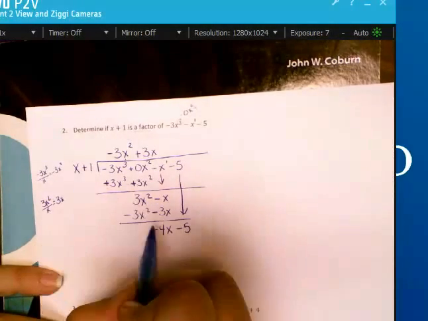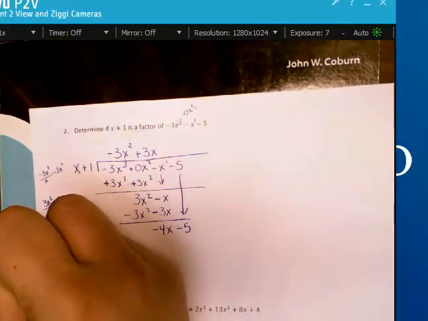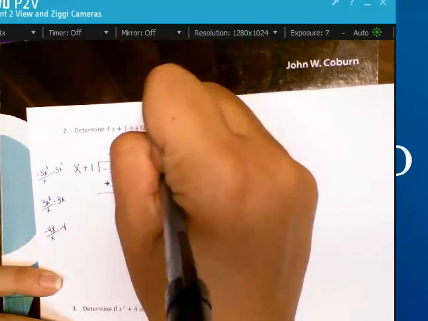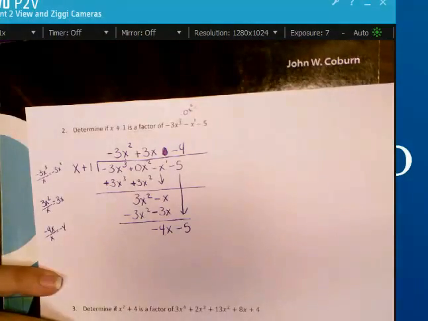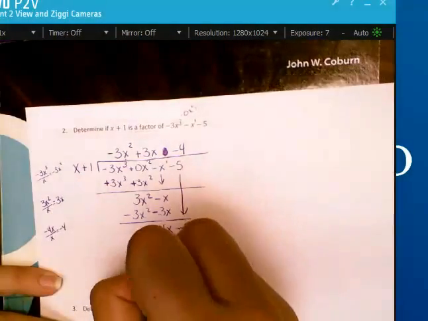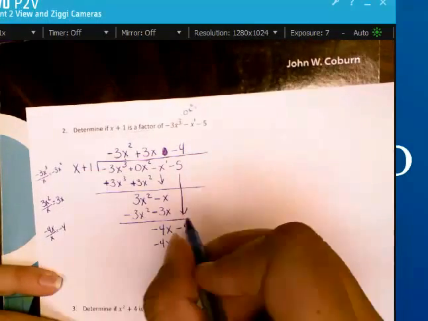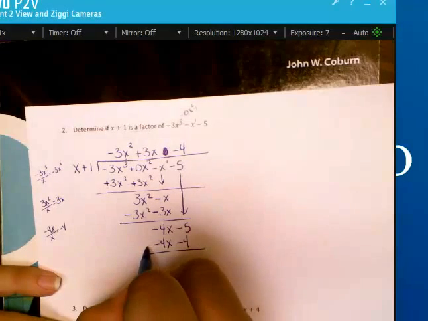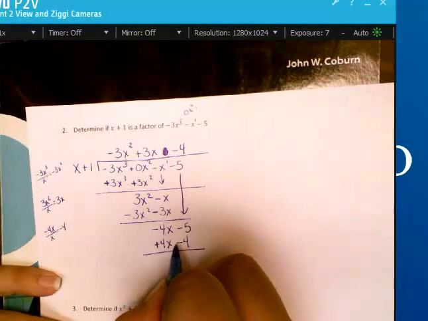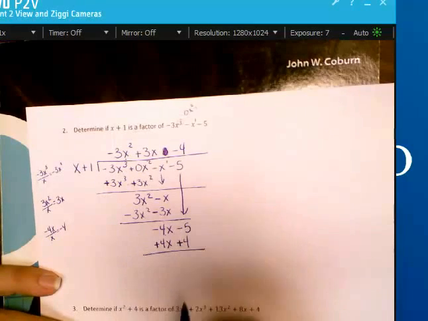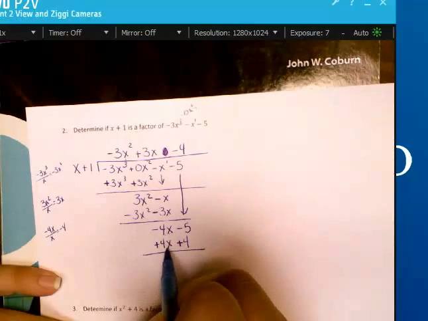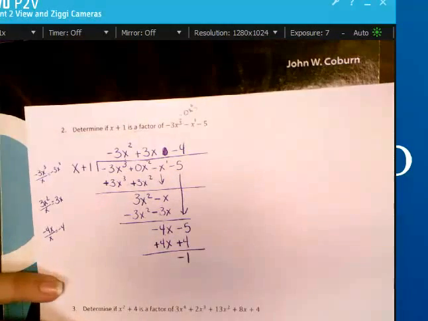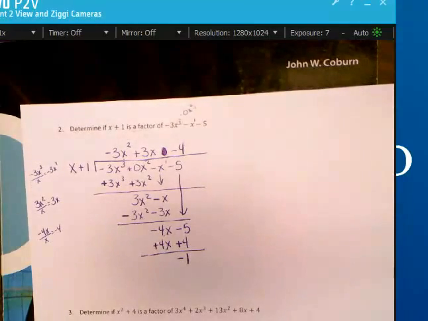Then we're going to take x divided into negative 4x, which gives us a negative 4. That's the last term. So negative 4 times x is negative 4x. Negative 4 times 1 is negative 4. And again, we have to subtract these terms. Subtracting a negative makes that positive, and over here, subtracting a negative makes that positive. Negative 4x plus 4x is 0. Negative 5 plus 4 gives me a negative 1. So now we're done with our long division.